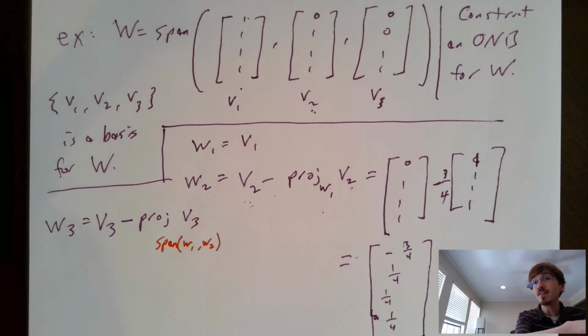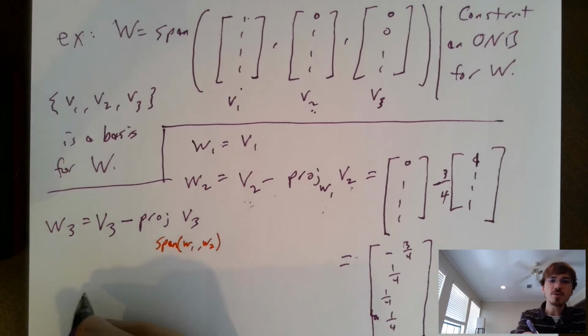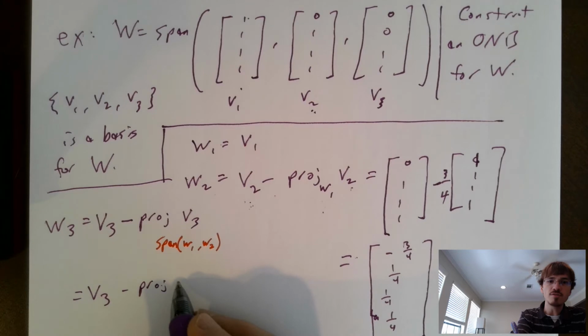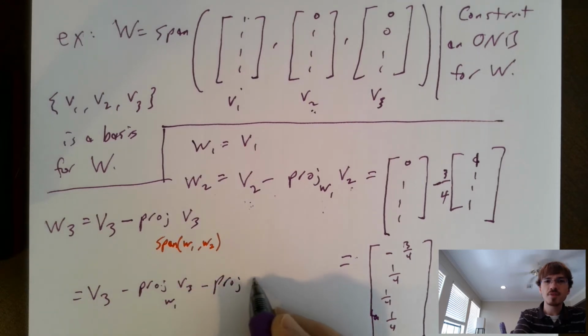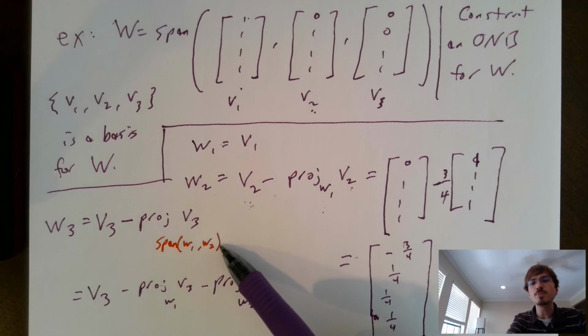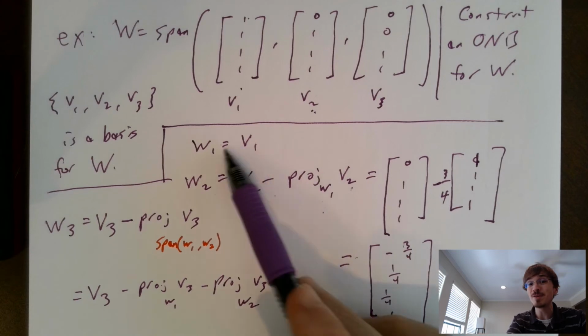And we know how to define this because we have an orthogonal basis for the span of W1 and W2. Just to write this out, W3 will be equal to the vector V3 minus the projection of V3 onto W1 minus the projection of V3 onto W2. Again, we're projecting V3 onto the subspace spanned by the orthogonal basis that we've already constructed.